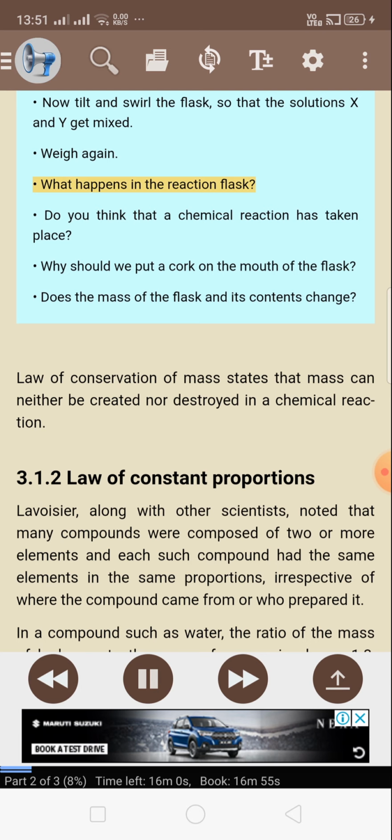Weigh again. What happens in the reaction flask? Do you think that a chemical reaction has taken place? Why should we put a cork on the mouth of the flask? Does the mass of the flask and its contents change? Law of conservation of mass states that mass can neither be created nor destroyed in a chemical reaction.